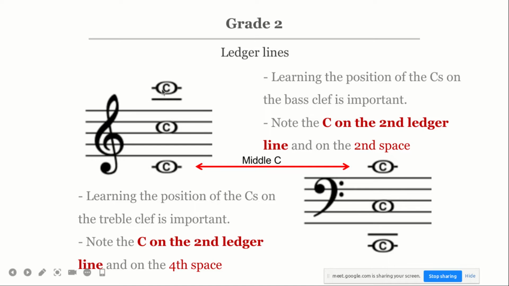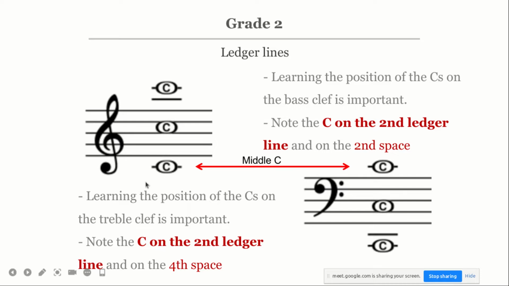The second ledger line above the treble clef, that is a C. And then we have the second ledger line below the bass clef. It's also a C. So in case you have those very low notes and you want to know them, instead of coming up to G, the first line of the bass clef, and then starting to count down, just remember that the second ledger line is usually a C, below the bass clef and above the treble clef.